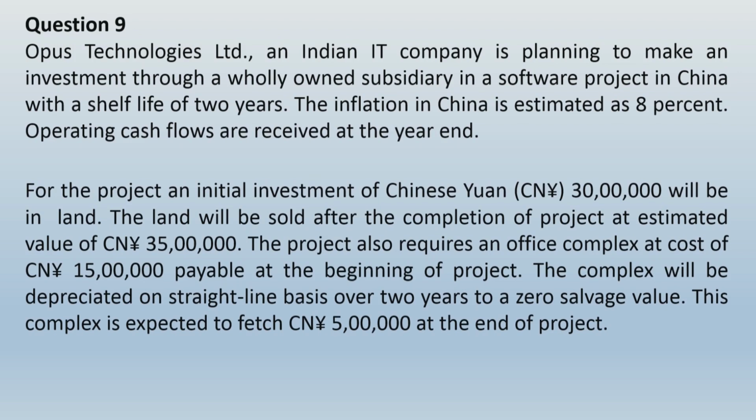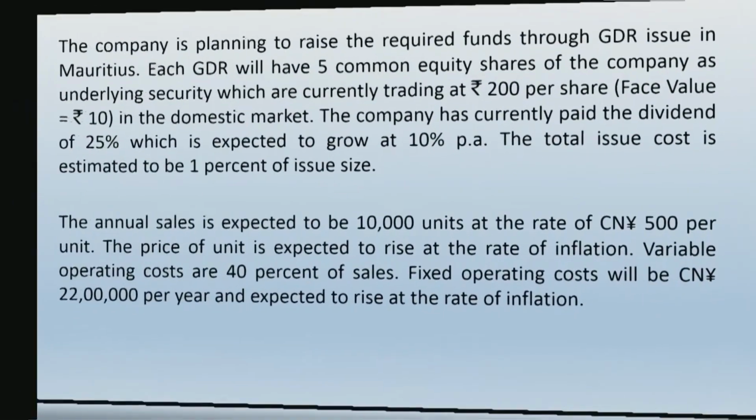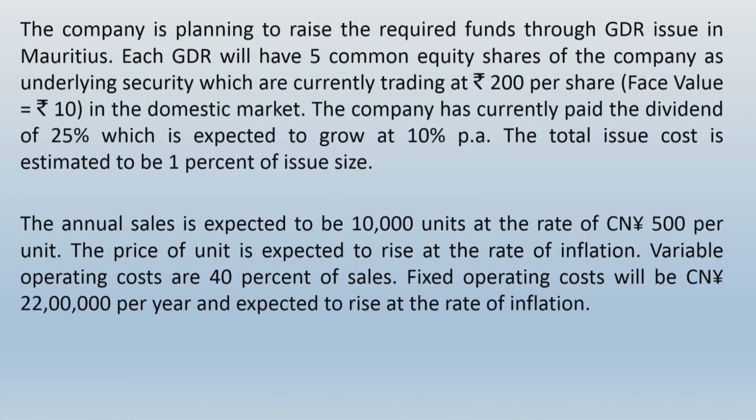The project also requires an office complex at a cost of Chinese yuan 15 lakhs payable at the beginning of the project. The complex will be depreciated on a straight line basis over 2 years to a zero salvage value. This complex is expected to fetch Chinese yuan 5 lakhs at the end of the project. Further given, the company is planning to raise the required funds through a GDR issue in Mauritius.